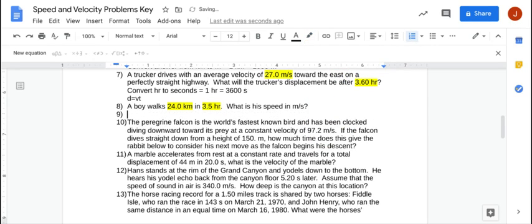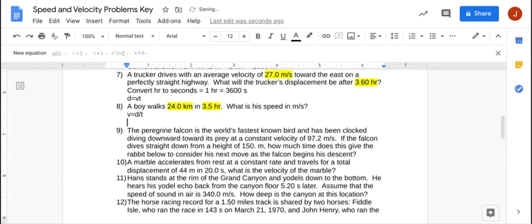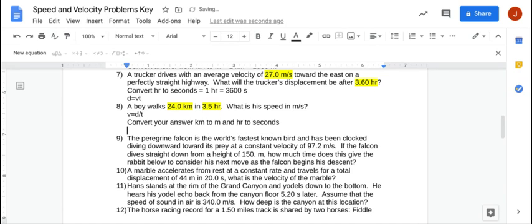Okay, so what we need to do is we have to look and see what are we solving for. We want to find velocity. So we have a distance over time. So V equals D over T. After I get that answer, you need to convert your answer. So convert your kilometers to meters and your hours to seconds using 1 kilometer is 1,000 meters and 1 hour is 3,600 seconds.